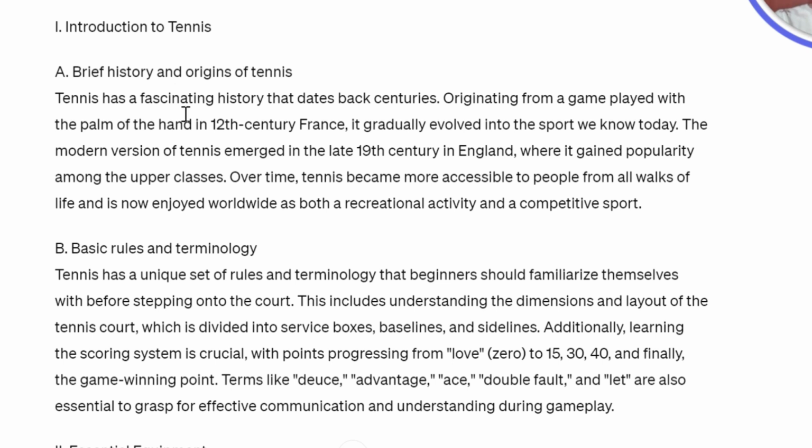So tennis has a fascinating history that dates back centuries, originating from a game played with the palm of the hand in 12th century France. Wow, tennis was once played with the palm of the hand. I did not know that. It gradually evolved into the sport we know today. The modern version of tennis emerged in the late 19th century in England, where it gained popularity among the upper classes. Over time, tennis became more accessible to people from all walks of life and is now enjoyed worldwide both as a recreational activity and a competitive sport.